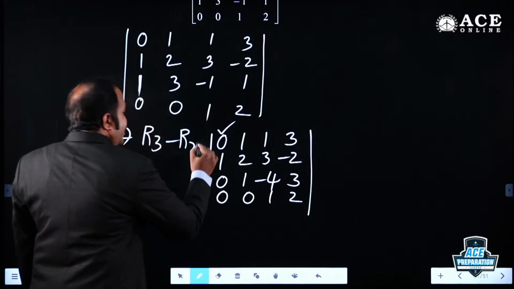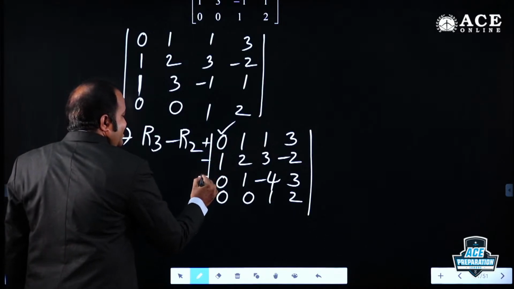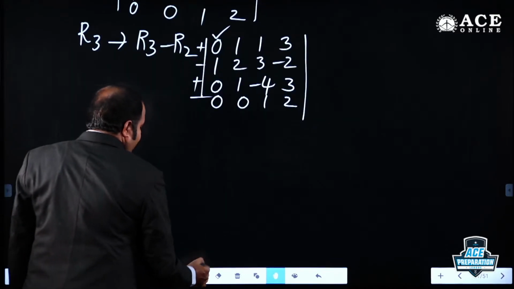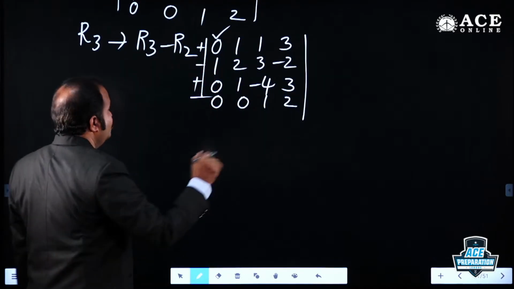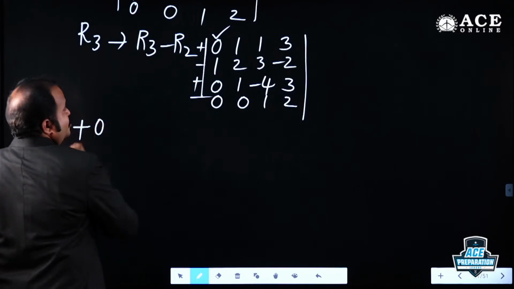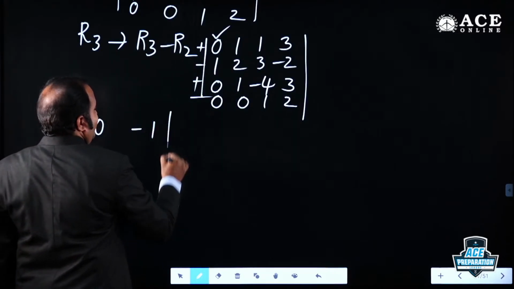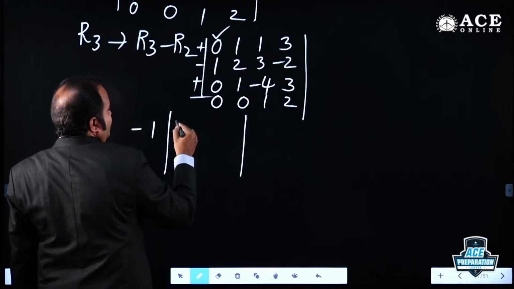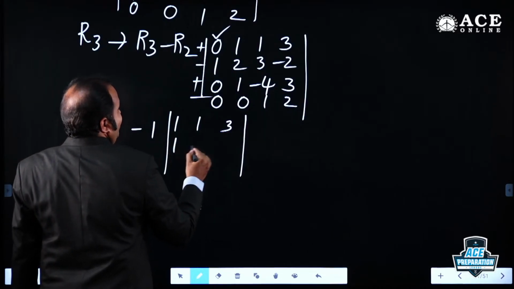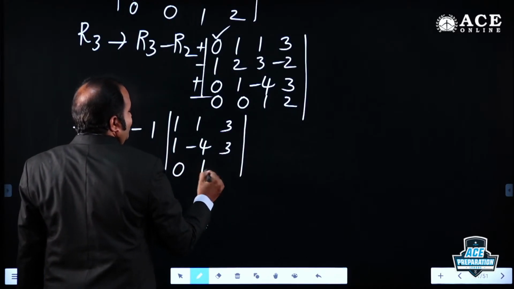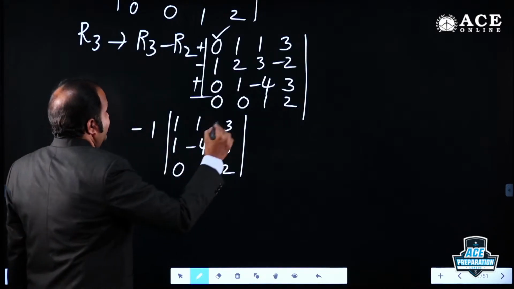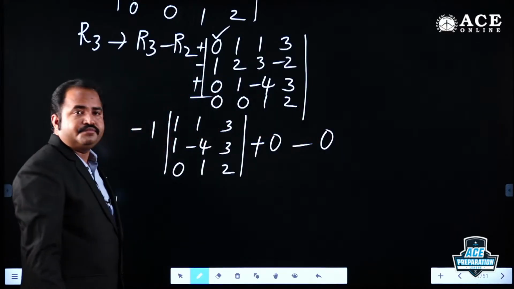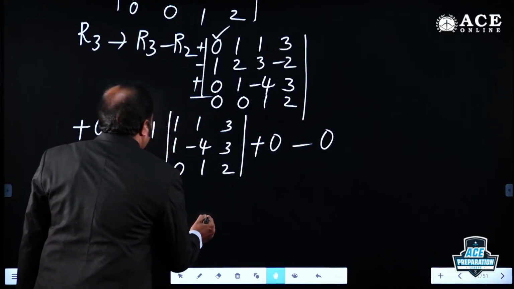So what are the signs here? Plus, minus, plus, minus. These are the signs. So the determinant is going to be, expanding along the first column, plus 0 into something, 0, minus 1 into what? By deleting this row and this column, the remaining is what? 1, 1, 3; 1, minus 4, 3; 0, 1, 2. Next one is plus 0 into something, anyway 0, minus 0 into something, 0 only.